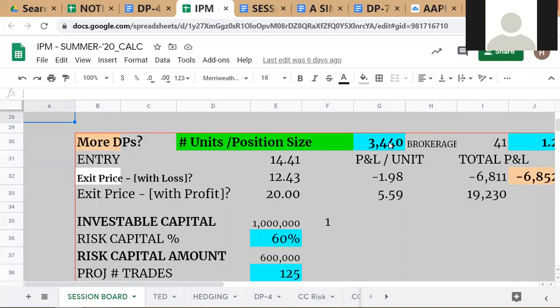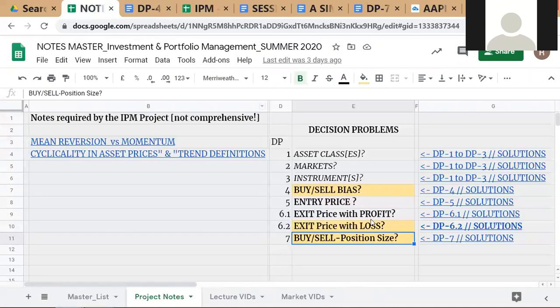What is the right position size for a particular entry and exit? Remember, when you come to DP7, you need to make some assumptions about how DP4, 5, and 6.2 have been solved before you can solve this. We already had discussions on how to solve DP4.